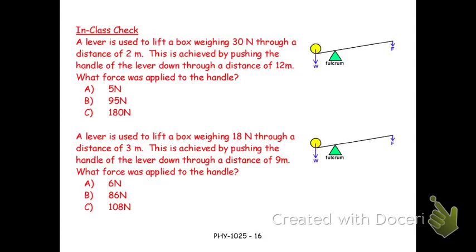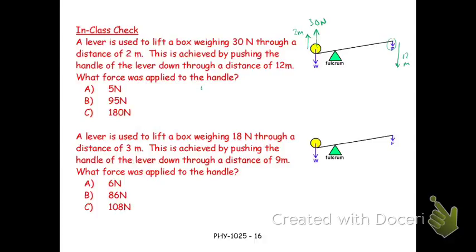A lever is used to lift a box weighing 30 newtons. So if that's weighing 30 newtons, then my lifting force must be 30 newtons, through a distance of 2 meters. So I want my 30 newtons through my 2 meters. This is achieved by pushing the lever handle down through 12 meters. So this is 12 meters. It wants to know what the force is.